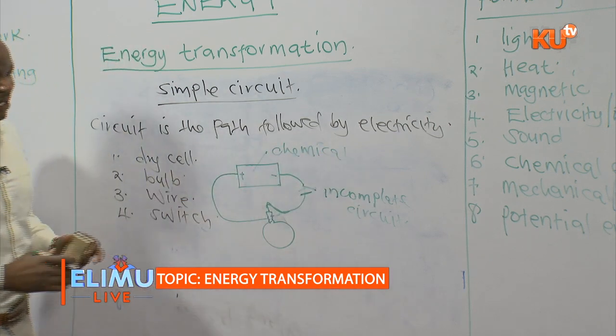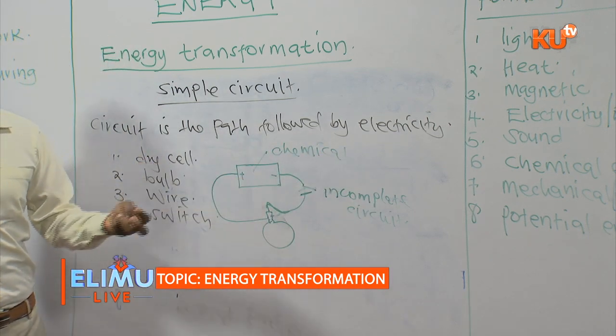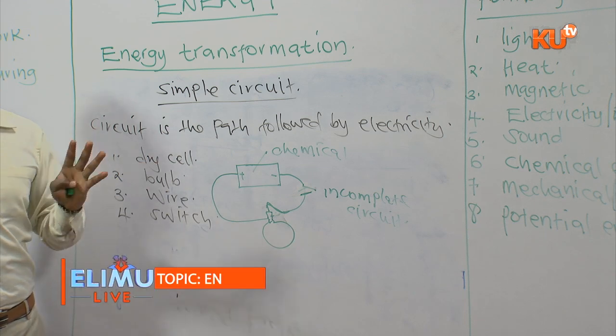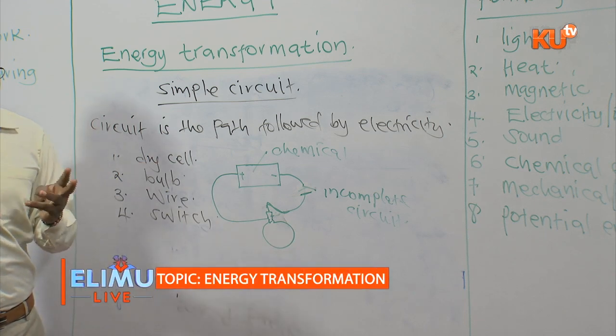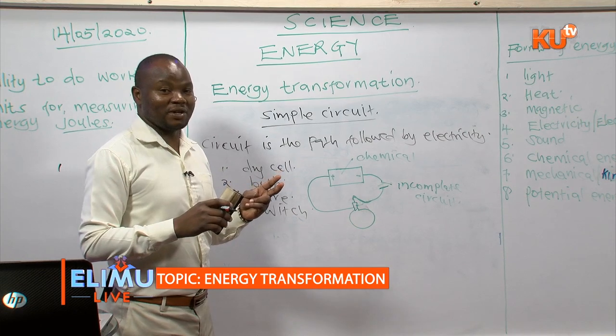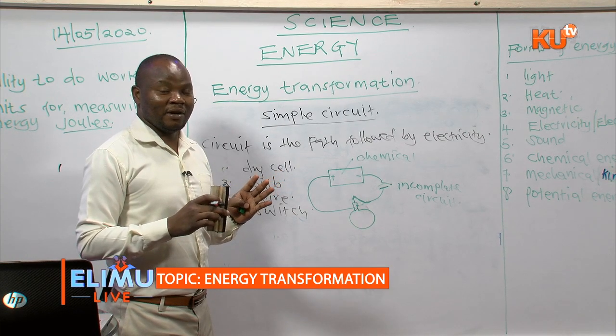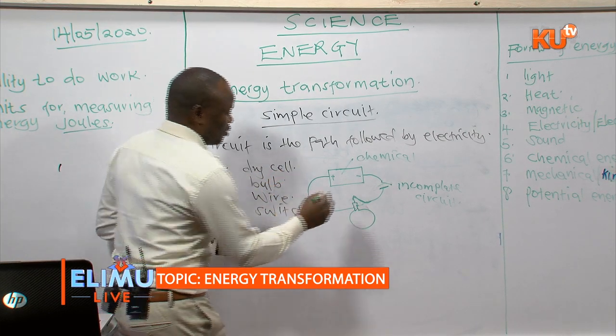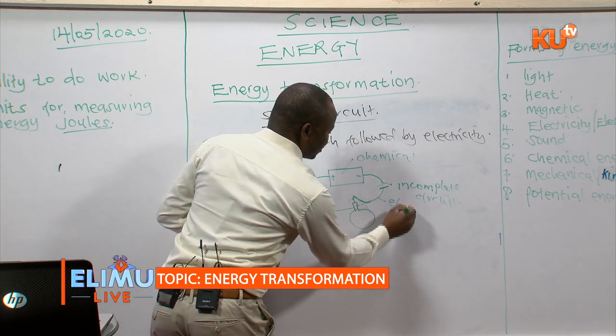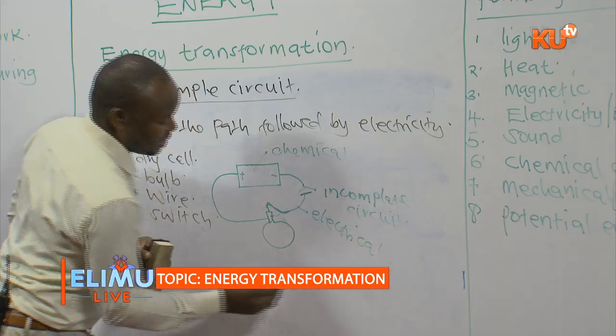Chemical energy is the energy in store. It can be found in dry cells, in batteries, in fuel, in fruits. It can as well be found in firewood and all that. So this one is electrical energy, energy in wire.